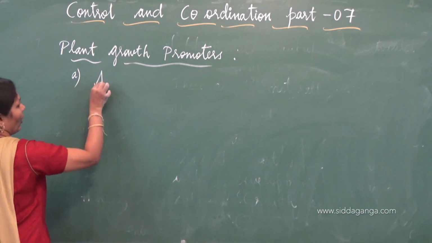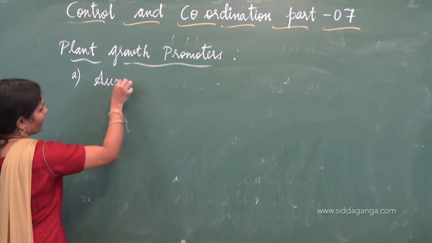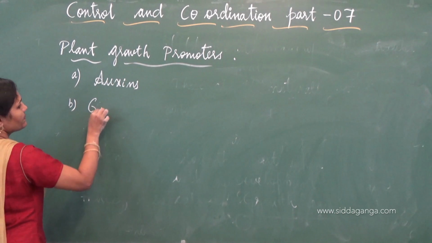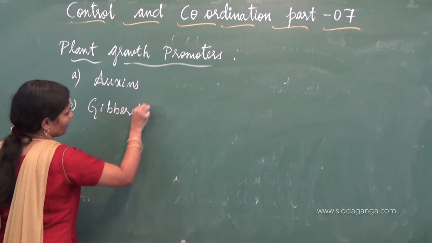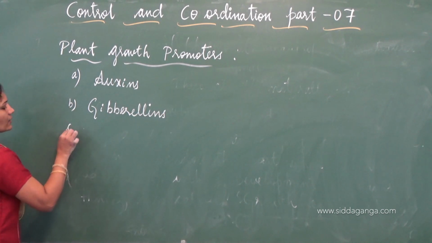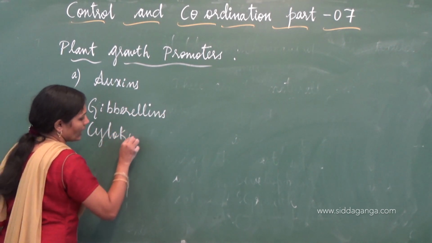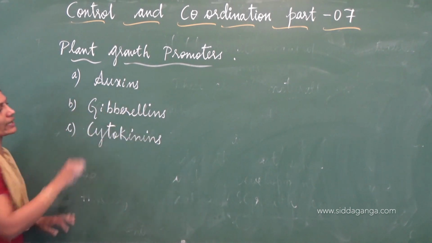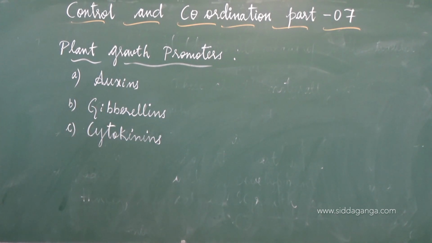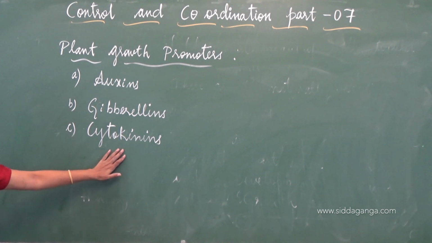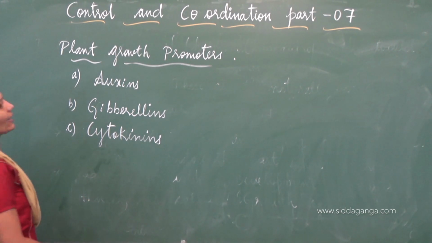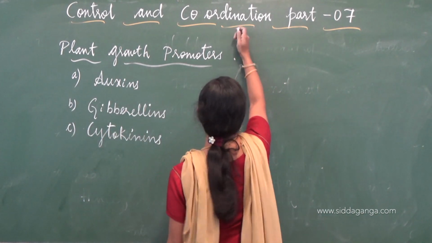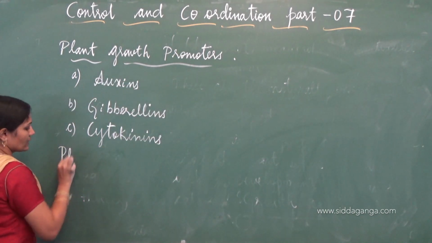One is auxins, A-U-X-I-N-S, auxins. The second is gibberellins, G-I-B-B-E-R-E-L-L-I-N-S. The third is cytokinins, C-Y-T-O-K-I-N-I-N-S. Be careful while you write down the spelling. So these three are plant growth promoters, whereas there are two more that come under plant growth inhibitors.